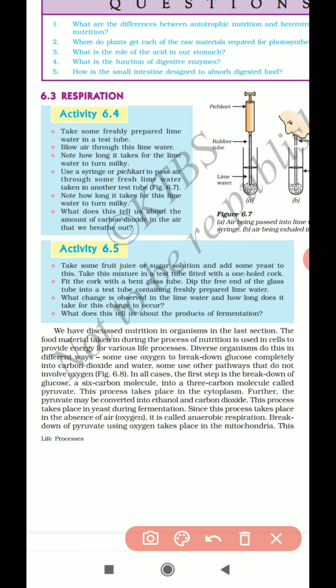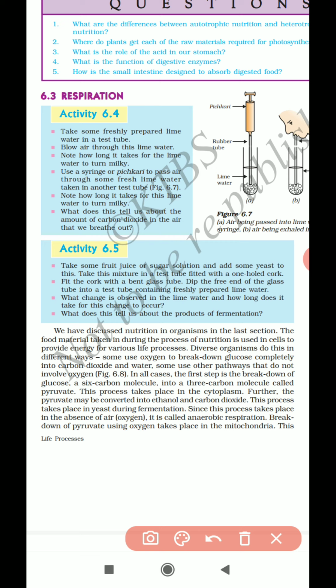So pyruvate will be converted into carbon dioxide, water and energy when oxygen is utilized. But there are some organisms like yeast, which is a unicellular organism. The pyruvate will directly convert into ethanol, carbon dioxide and energy without utilizing oxygen.